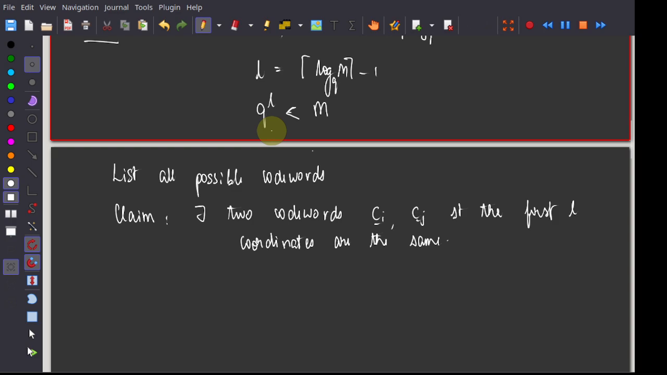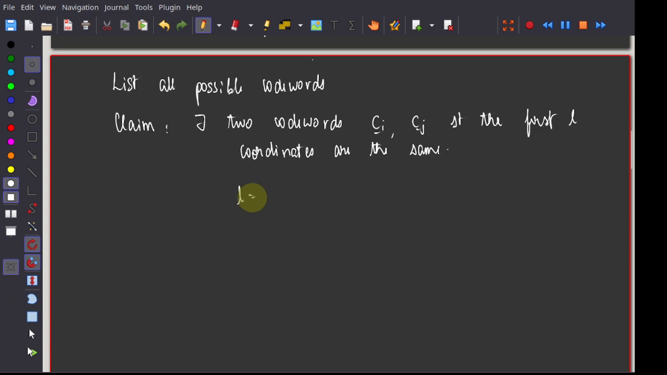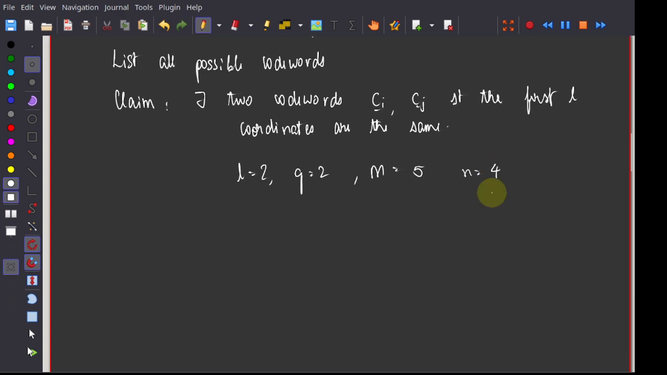Okay, let's take a simple example. Let us take L equal to 2, Q equal to 2, and let us say 5 code words, M equal to 5. And n can be anything, it can be 4. Give me any 5 code words of length 4. 0110, 1010, 0001, 1111, 1101. So I have 5 distinct code words.